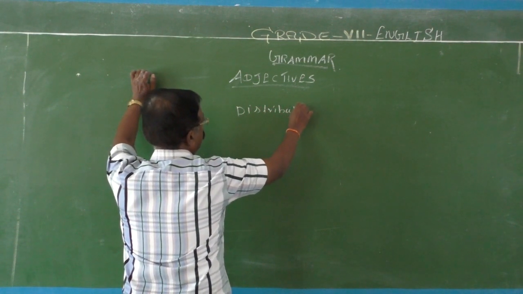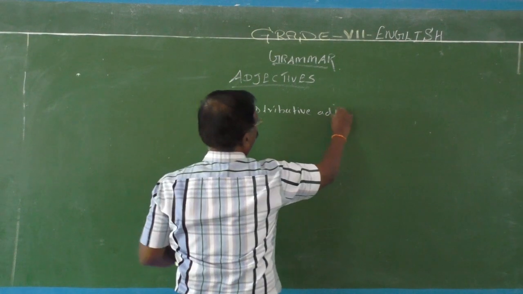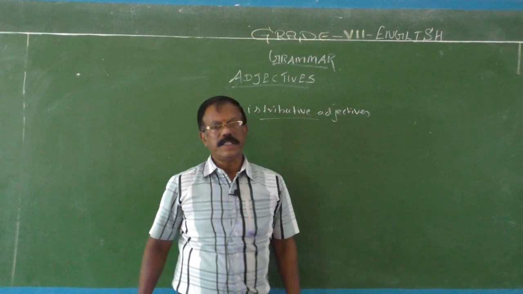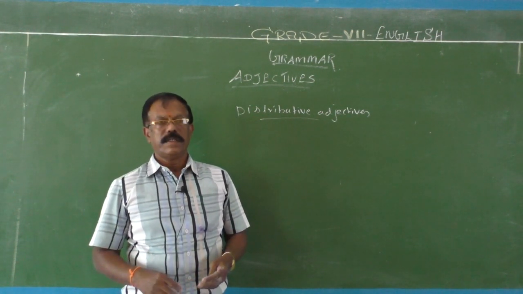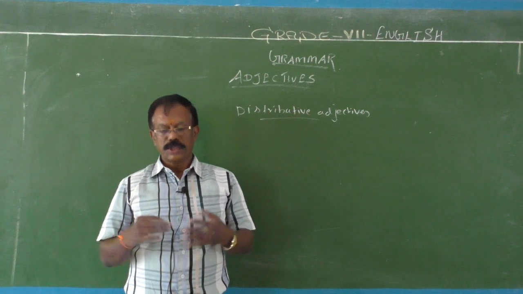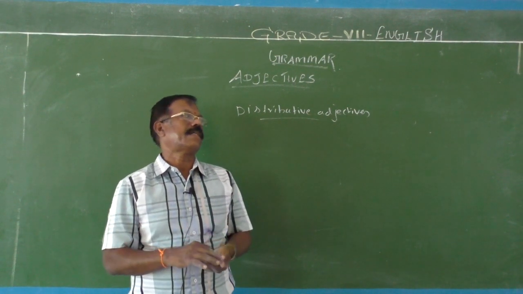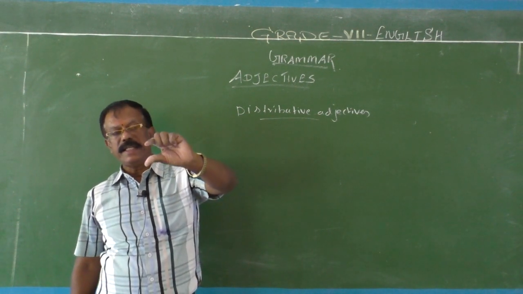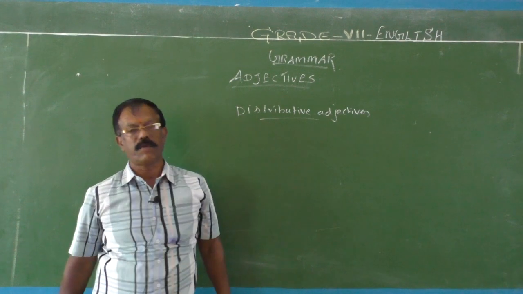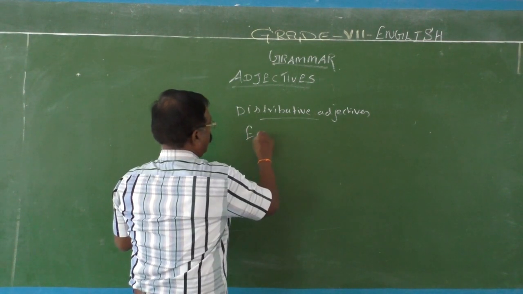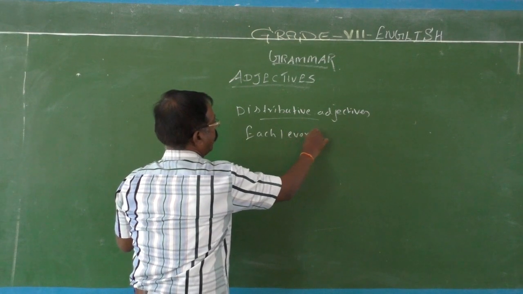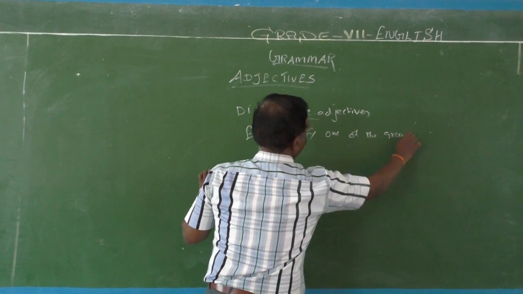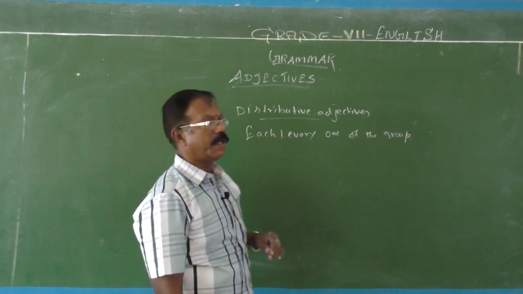Distributive adjectives. Look here. What happens in the distributive adjectives? The adjectives show each and every one of the participants. Otherwise, distributive adjectives are used to refer to each and every one of the group. Such adjectives are called distributive adjectives.